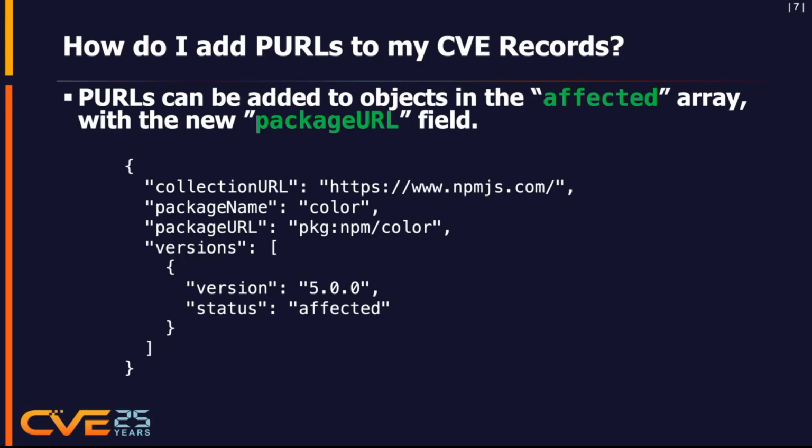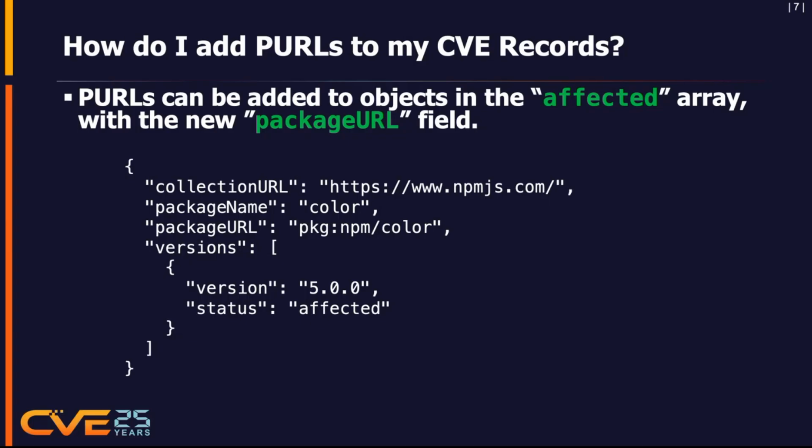And then there's a versions array. I will say here, this is not indicative of any particular real vulnerability. I just chose color arbitrarily and the version number also arbitrarily. But this would be an individual object within the affected array, which includes a package URL.